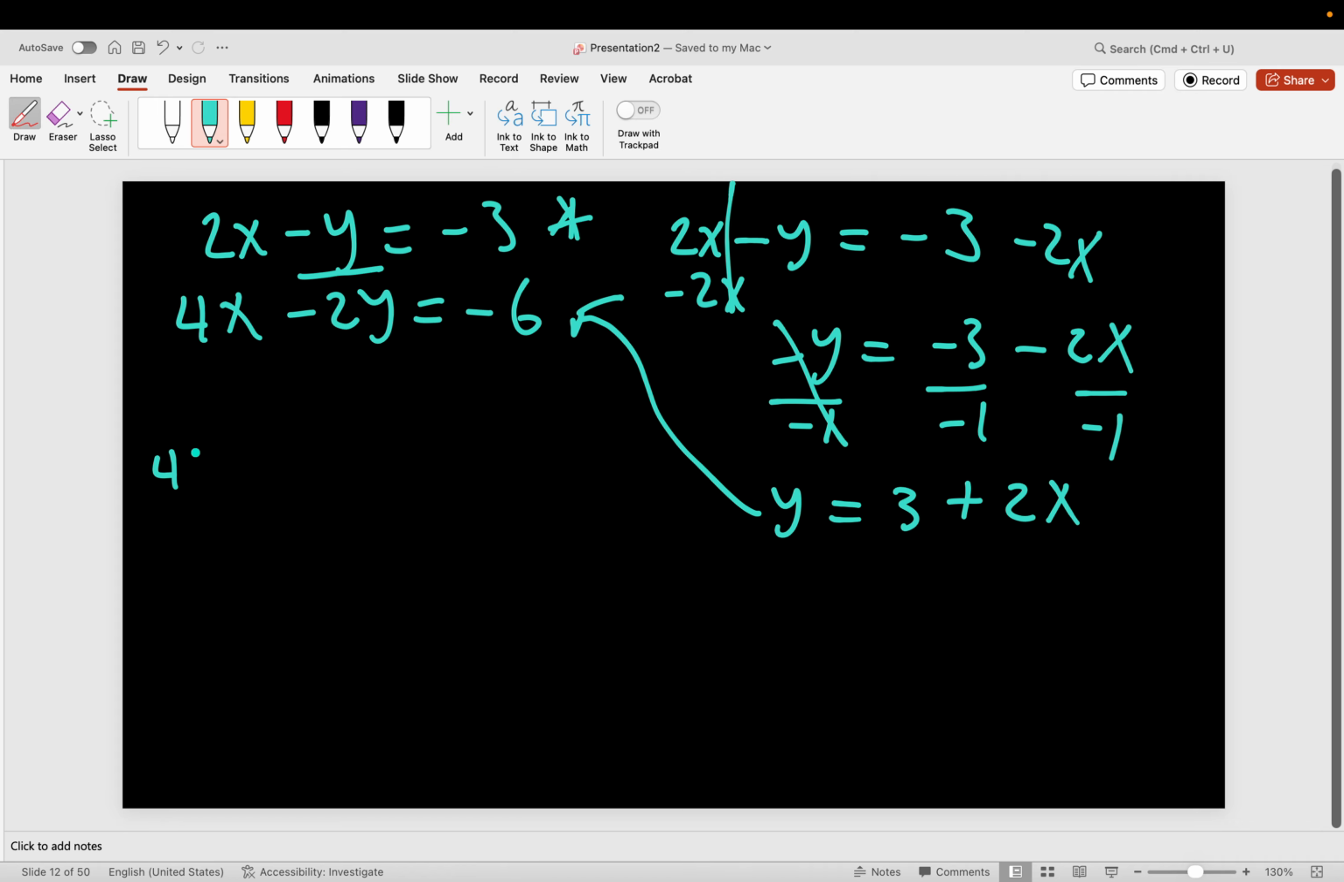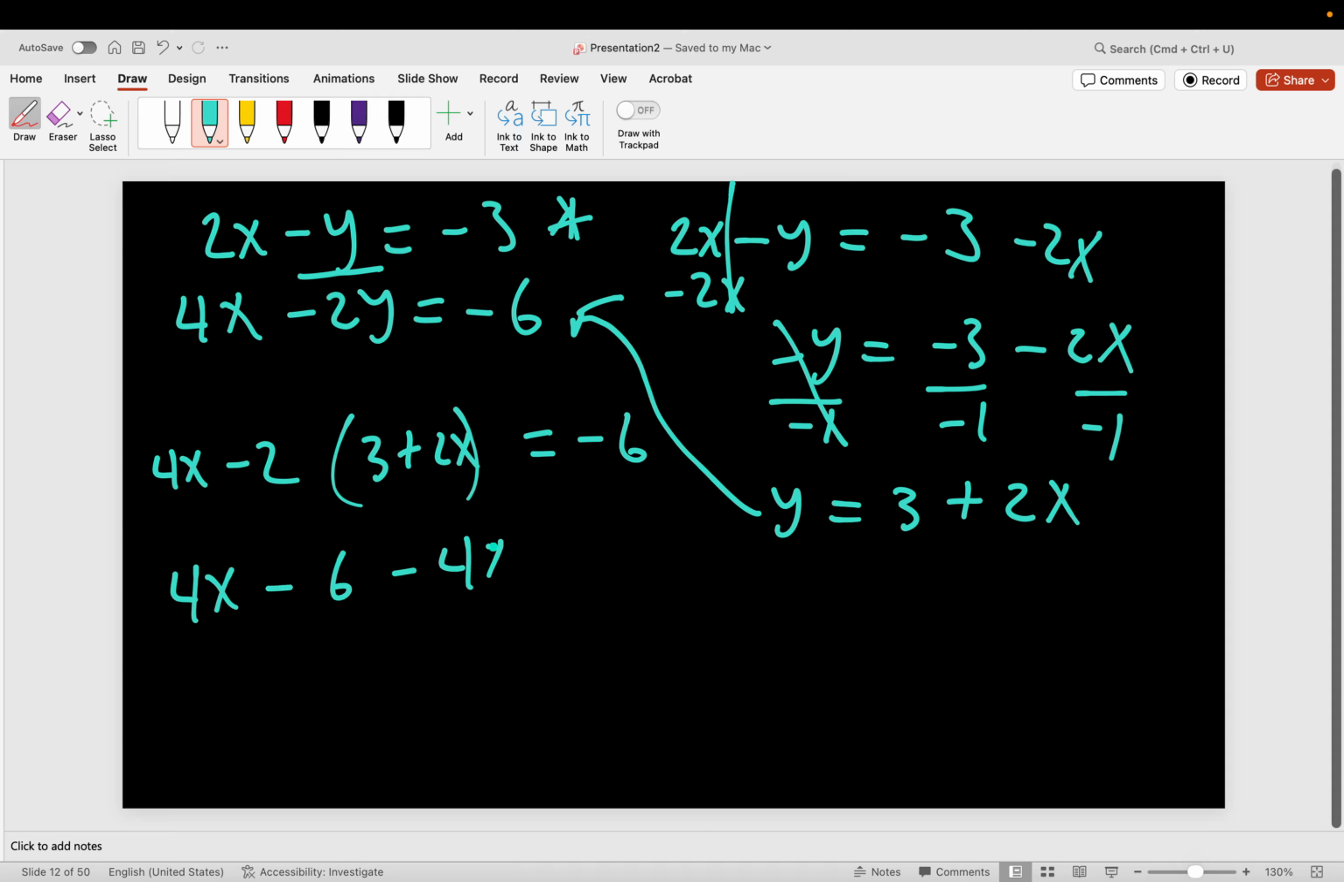So it's going to be 4x, I'm not writing y, minus 6x, because instead of y, I need to write 3 plus 2x. Now it's going to be 4x minus 6 minus 4x, which is equal to negative 6. 4x minus 4x is 0, so it's negative 6 equals negative 6.